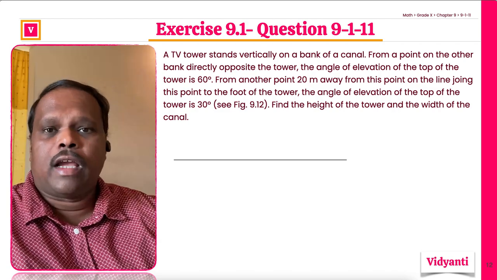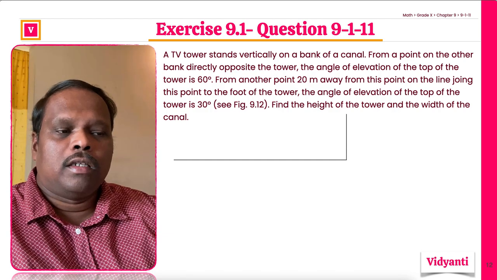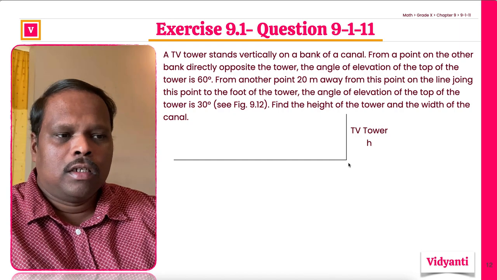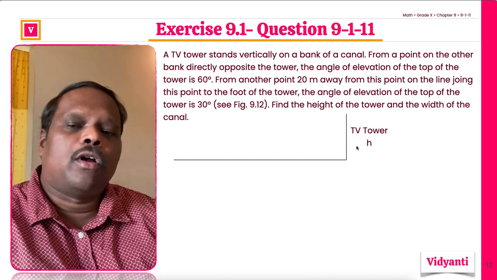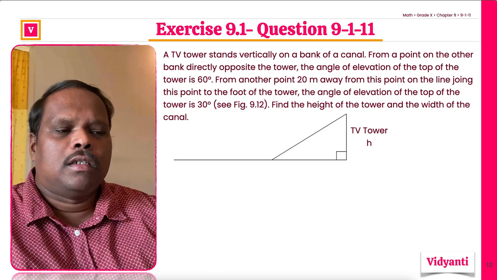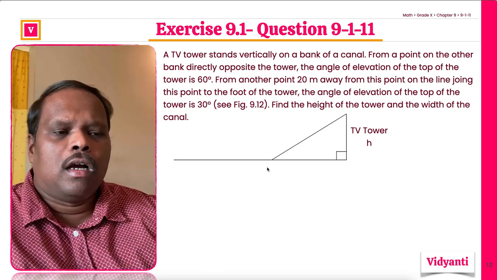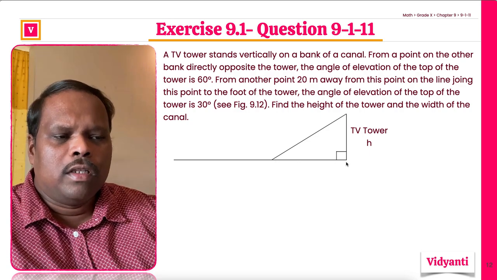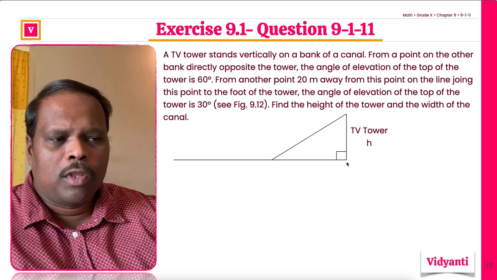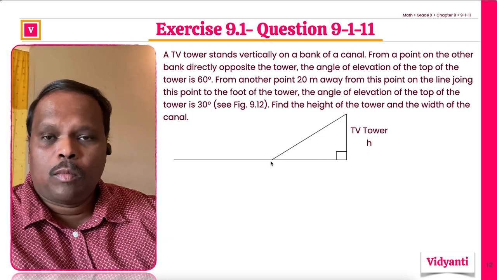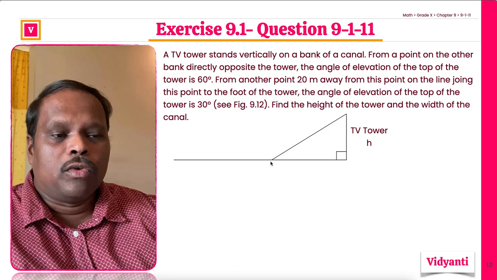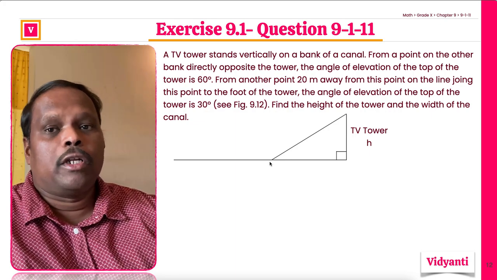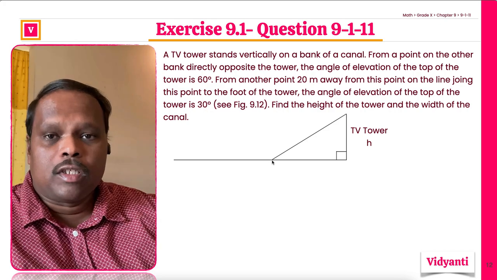So let's see that this line represents the ground and the tower is on one bank of the canal. So the TV tower height is unknown. So let's call it H, and obviously it's at 90 degrees. Now, this is the canal. This part is kind of confusing, but the width from the foot of the TV tower to this point is actually the canal. So if you go to the other bank, which is directly opposite to the TV tower, the point corresponding to the opposite side of the bank will be this point.